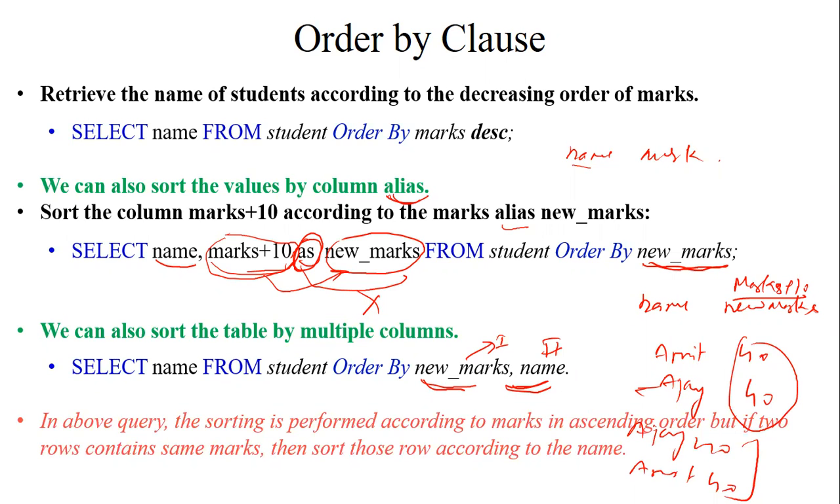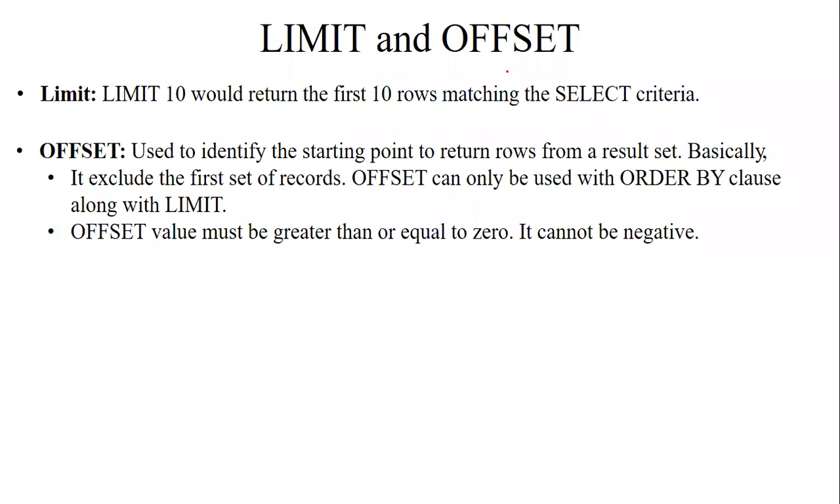Apart from the order, you can also use limit and offset. Limit sets how many rows you want to display, and offset sets the skipping, that is, how many rows you want to skip.